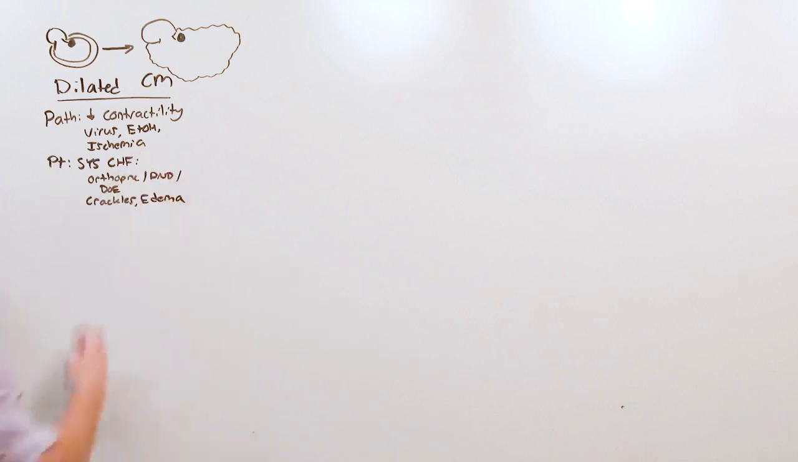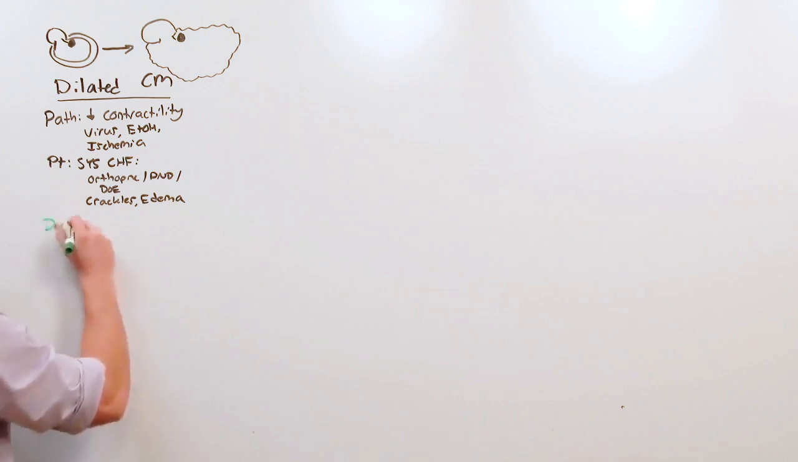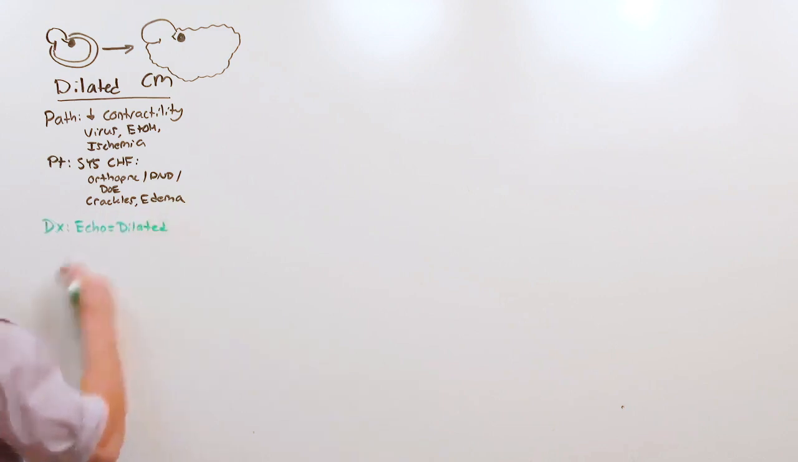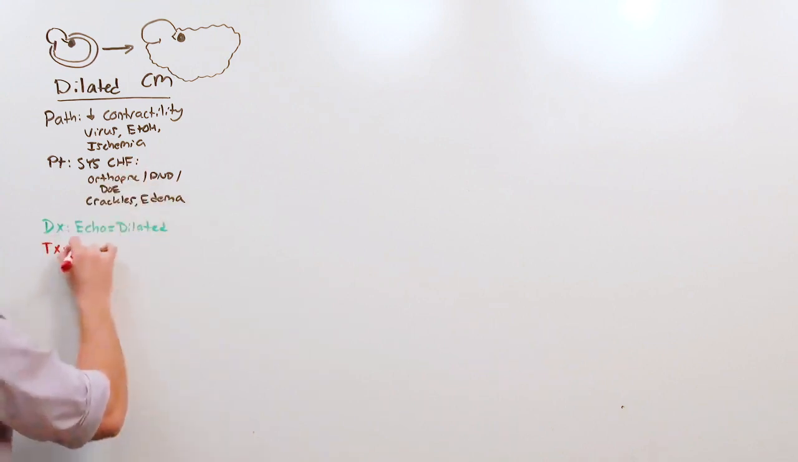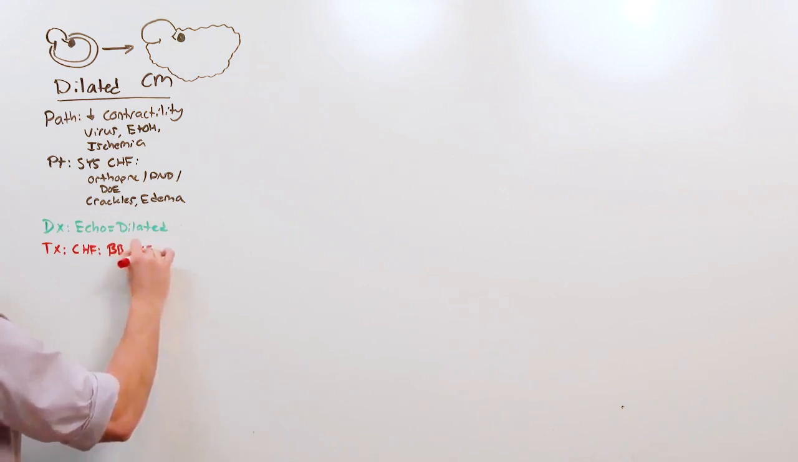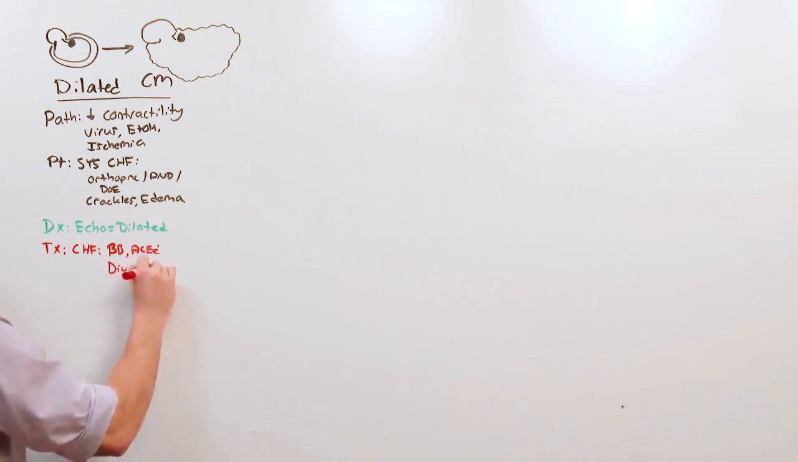Now, if you see systolic CHF, of course, you're going to get an echocardiogram, and all of these structural lesions are going to be diagnosed by echo, and you'll see the dilated chambers. The treatment is going to be primarily focused at the CHF symptoms. And as we learned in the CHF lecture, that means everyone gets a beta blocker and an ACE inhibitor, and you're going to control the symptoms of fluid with diuretics, particularly the loops like furosemide.